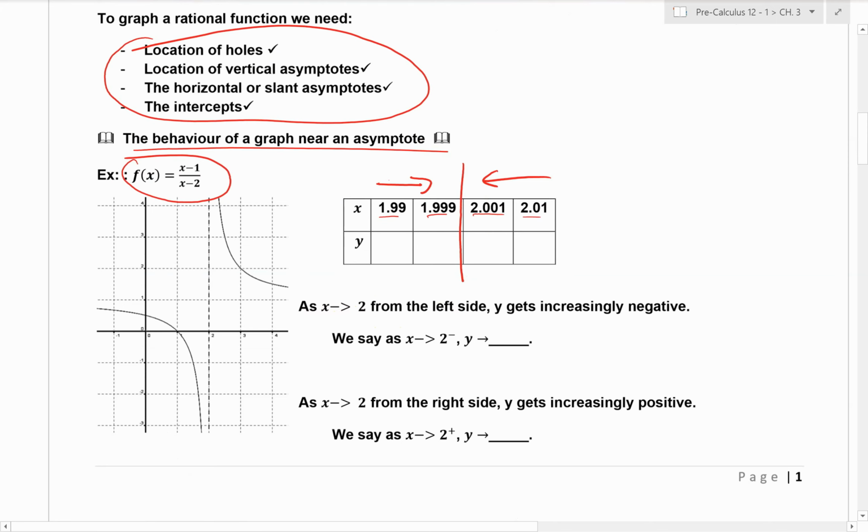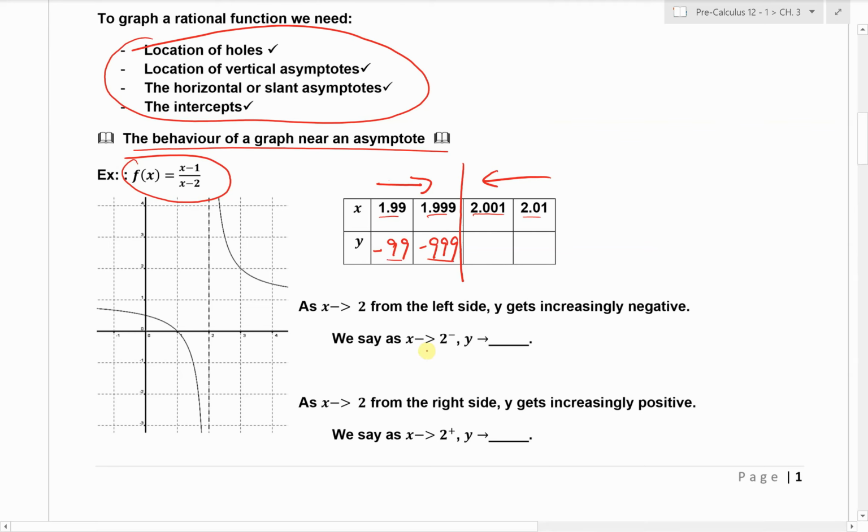And we are going to, well, it tells you already, y gets increasingly negative. I believe this is negative 99 and this is negative 999. So I plugged in a little bit earlier and that's what I got. You can double check. So you can see y gets increasingly negative, right? This is much more negative than that.